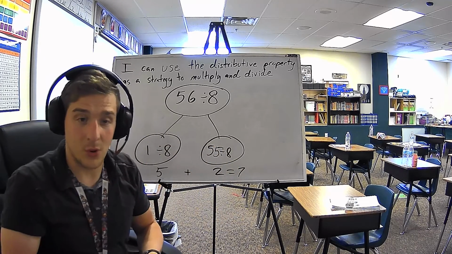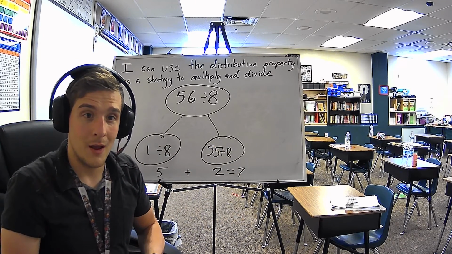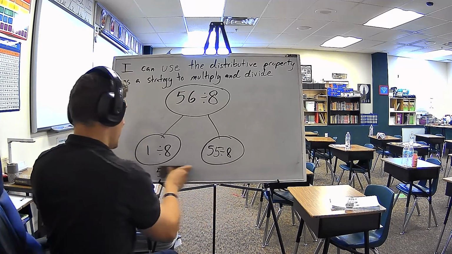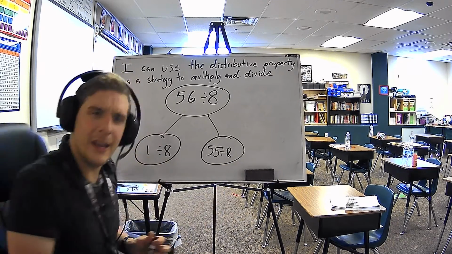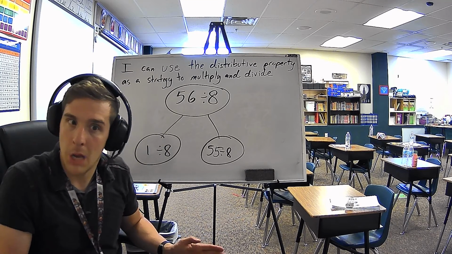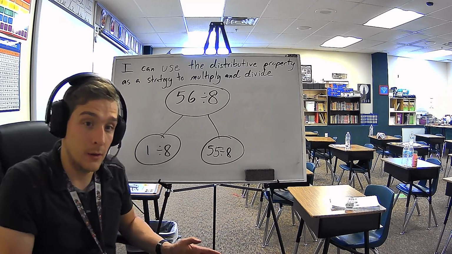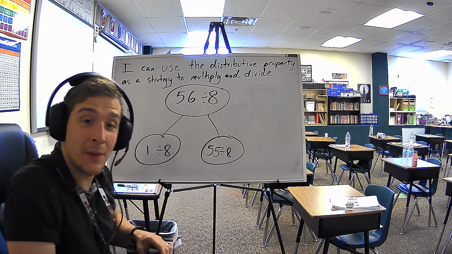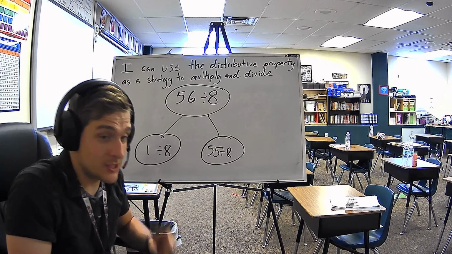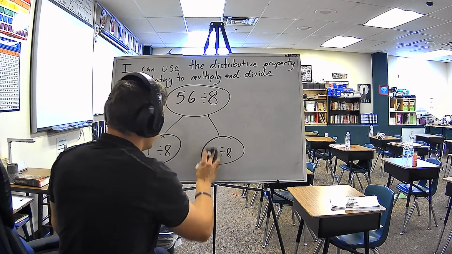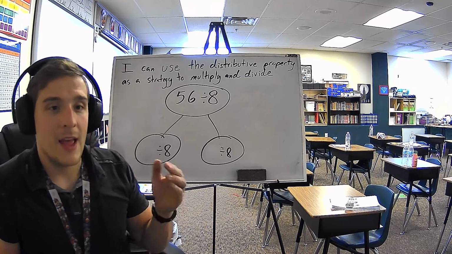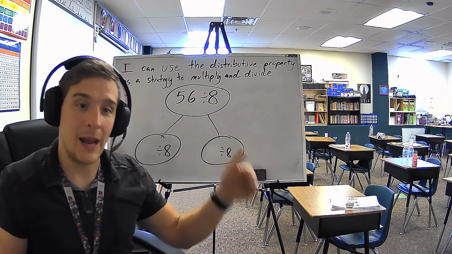Technically, I wrote this out accordingly, but there's a big problem here. Look at this. 1 divided by 8. Can I divide 1 into 8 groups? No, I cannot do that evenly. Can I do 55 divided by 8? No, you can't. So what you need to do is ensure that whatever number you choose is divisible by 8.